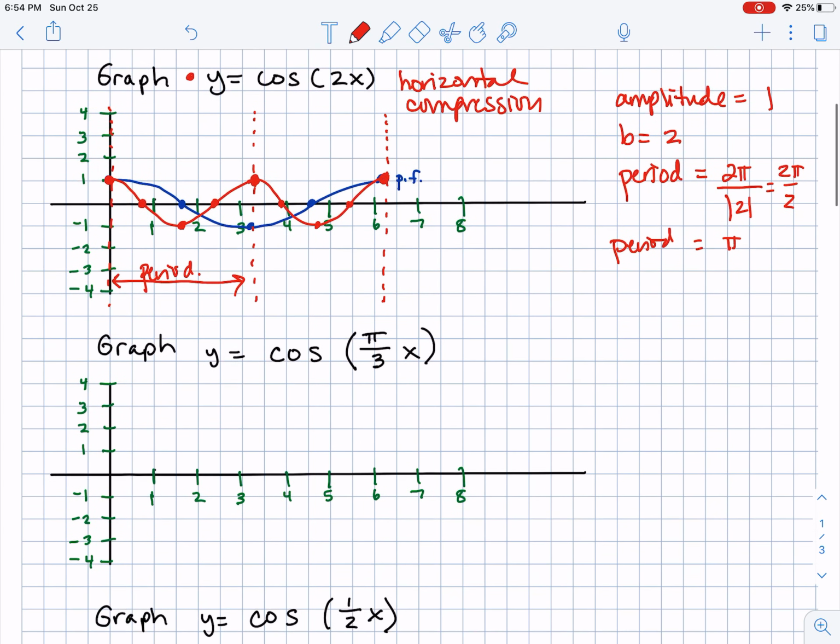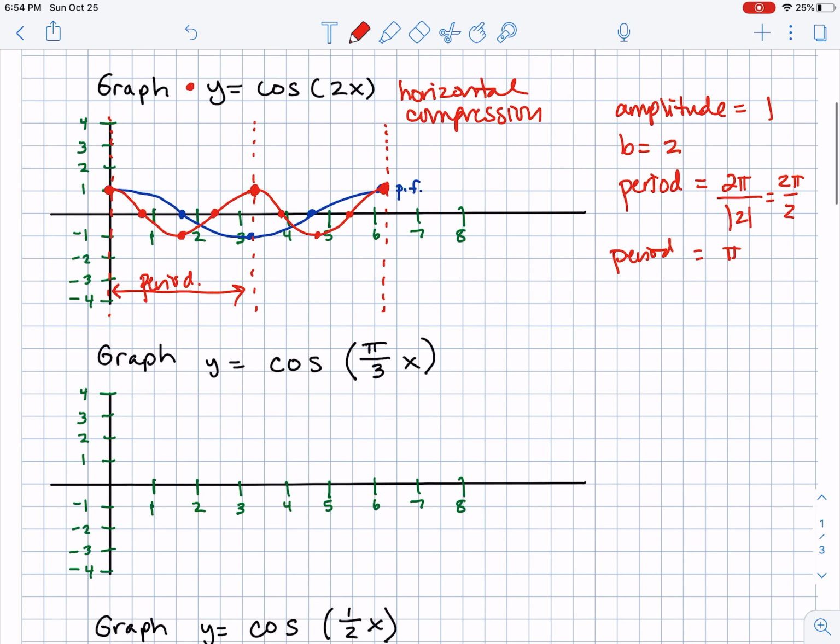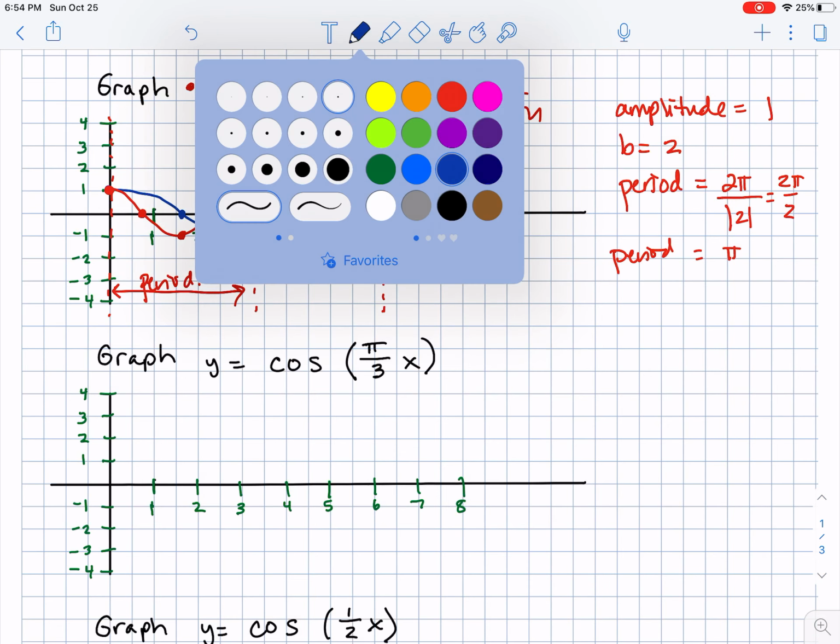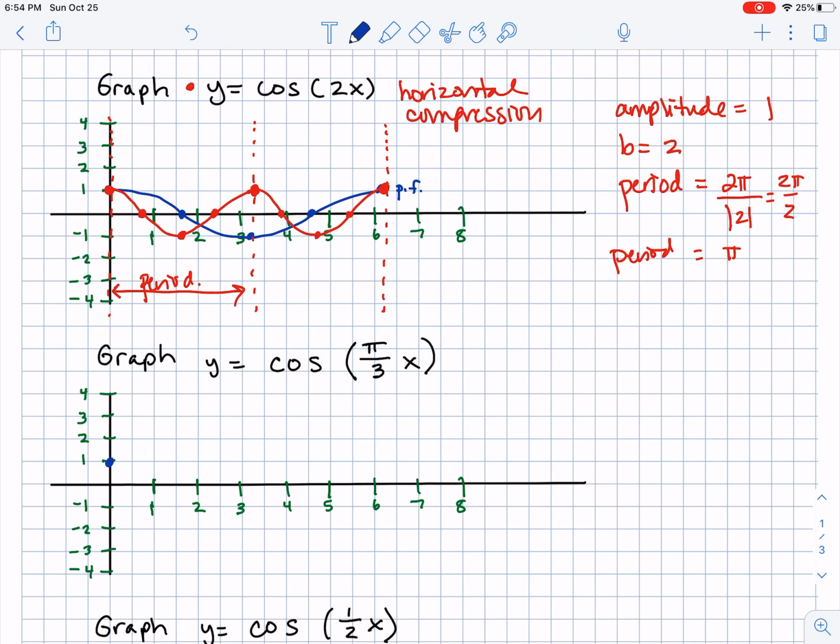All right, let's do another one. So let's take a look at this y equals cosine of pi over 3 x. So let me go ahead and, again, I will just draw that parent function just so you can see the transformation that's going to happen. Notice this parent function has a period of 2 pi. Okay, so let's talk amplitude. Let's see, there's no a value. Let me get back to red. I'll do this in red. There's no a value, so that's 1.